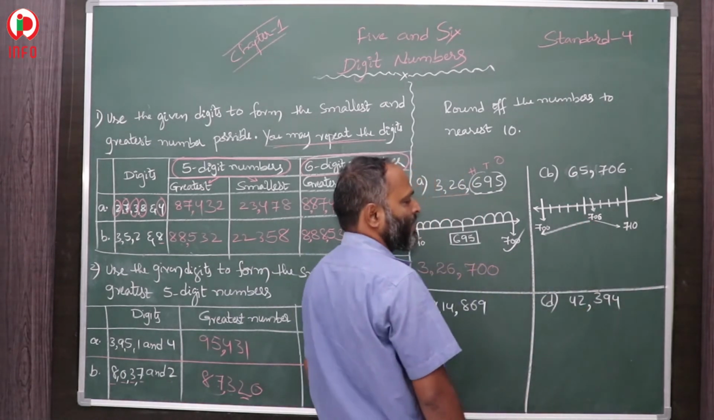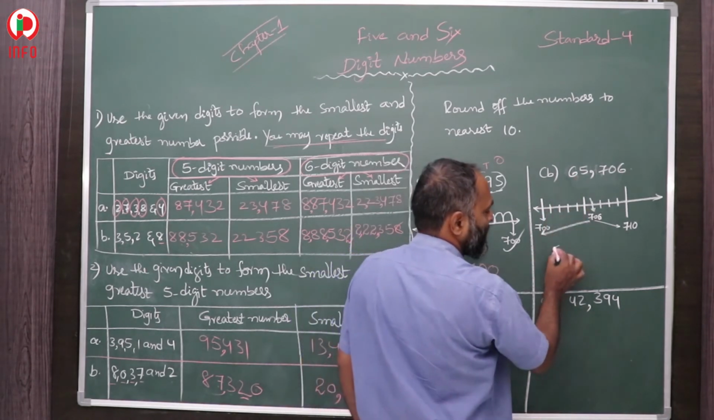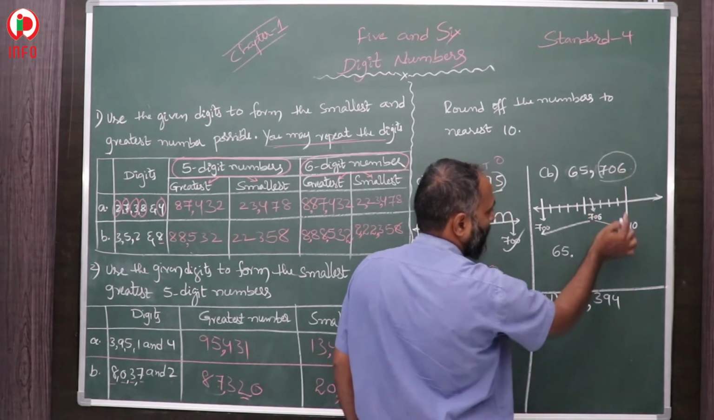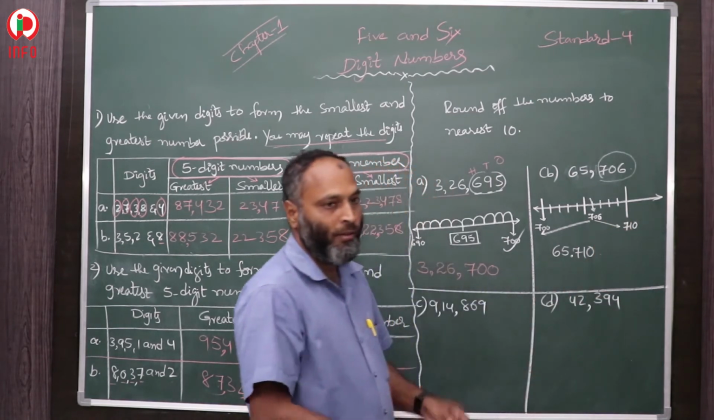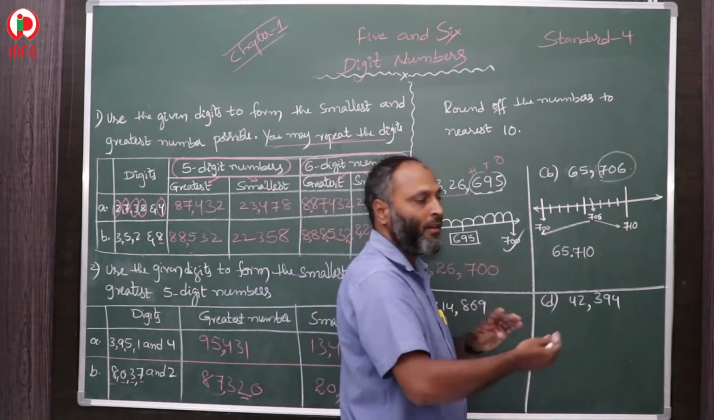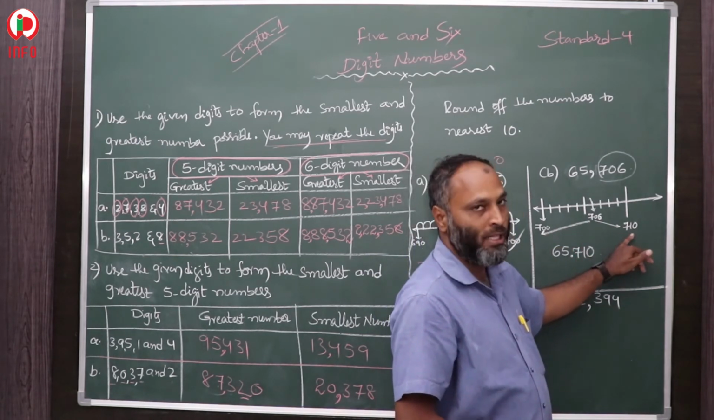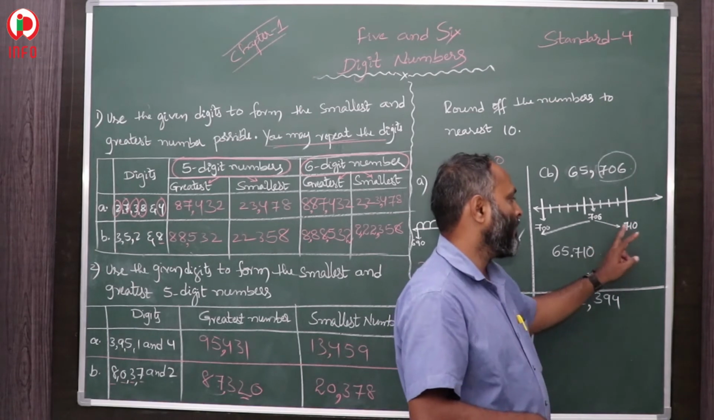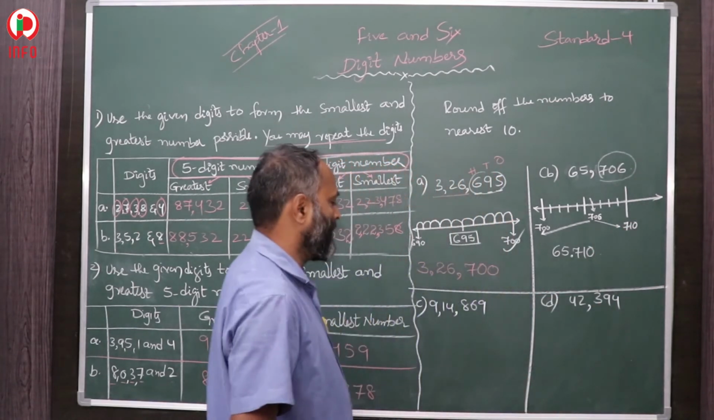So how can we make nearest tens? We take 65,000 the same, and instead of 706 we have to take 710. We have to take the nearer value. This is the far value, and this is near to 706. So whichever is nearest to tens, that value we have to take. Like this we have to adjust in tens.